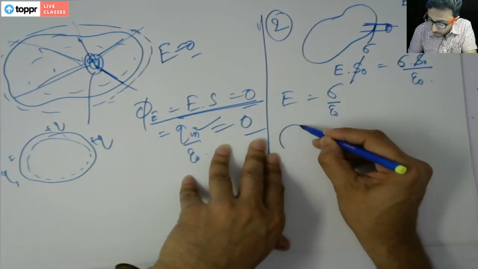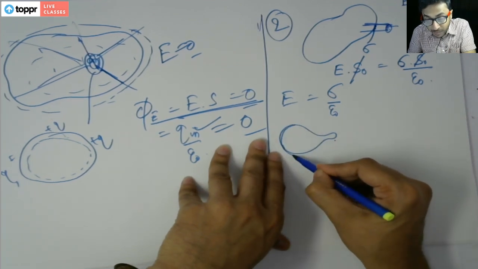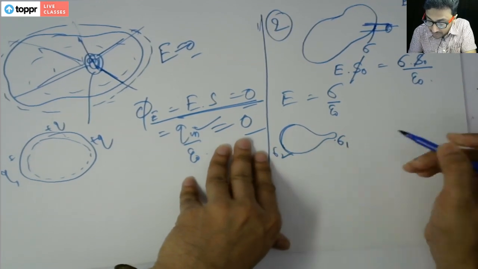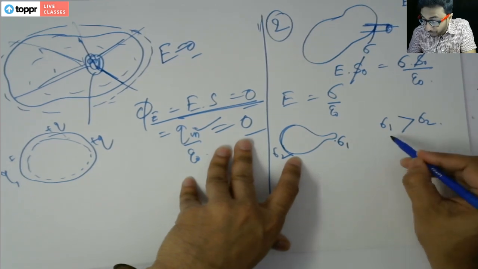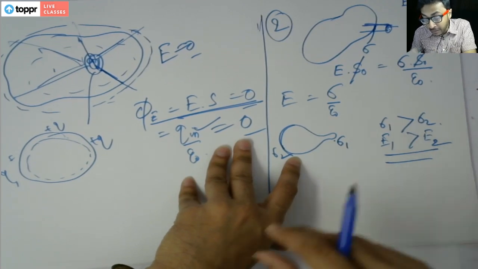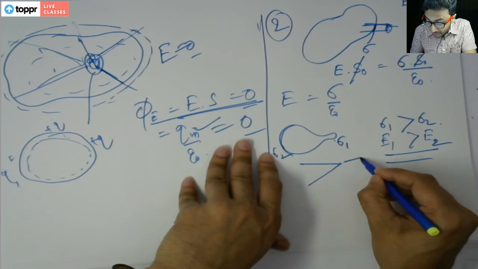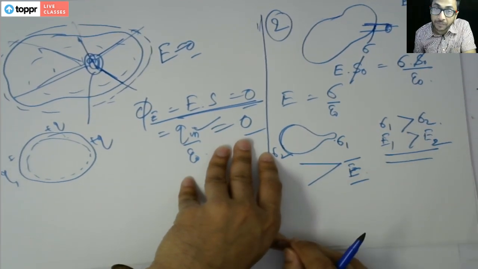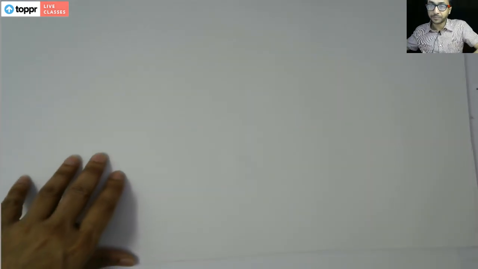Now suppose we have a surface like this which is much smaller, and this surface is much broader. If the surface charge density on this is sigma 1 and on this is sigma 2, then definitely sigma 1 will be greater than sigma 2. Therefore E1 is greater than E2. With this you can understand that at all the spikes, a greater electric field forms. Understand? Okay.